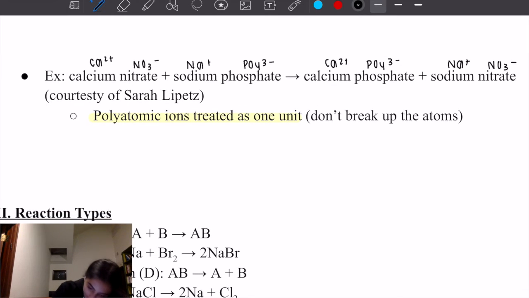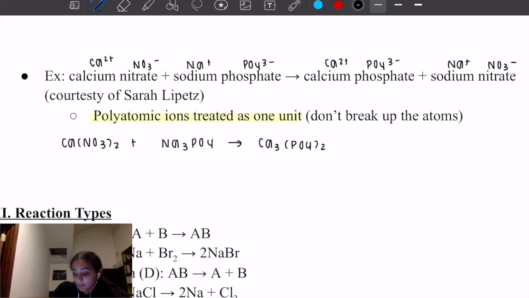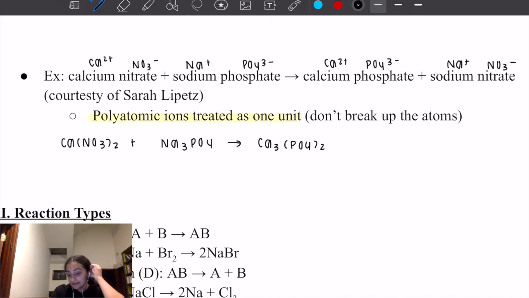Now I'm going to write out my reaction. So I have Ca(NO3)2, because I'm making sure that the charges cancel out, plus Na3PO4 yields Ca3(PO4)2. And for this one, just like this is another instance of where we're trying to find a common multiple. This will come up in different ways. In this one, our common multiple is 6 with the charges.